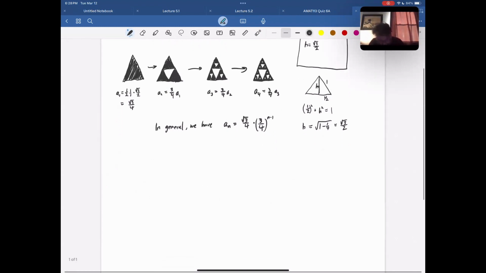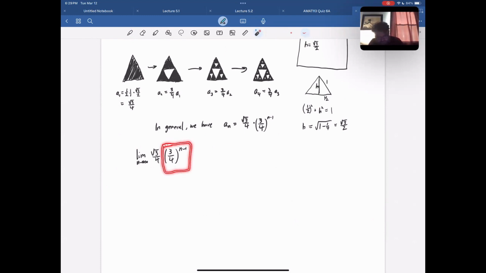Now, what does this mean for the area of this shape? Right? So the limit, we can look at the long-term behavior of this, and we see that if we examine this, this is a geometric series, and because our ratio is less than 1, right? 3/4 is less than 1, and we know that even if it happens slowly, this sequence is going to converge to 0, right?